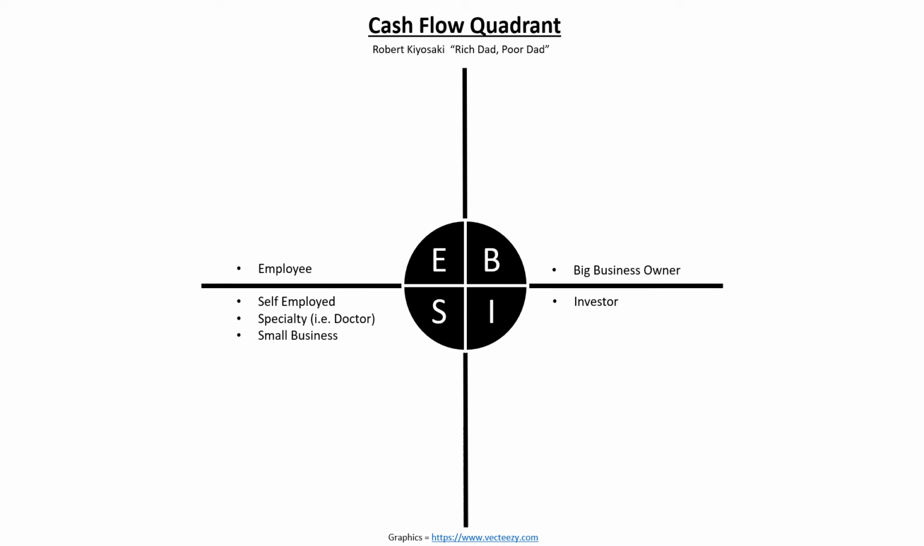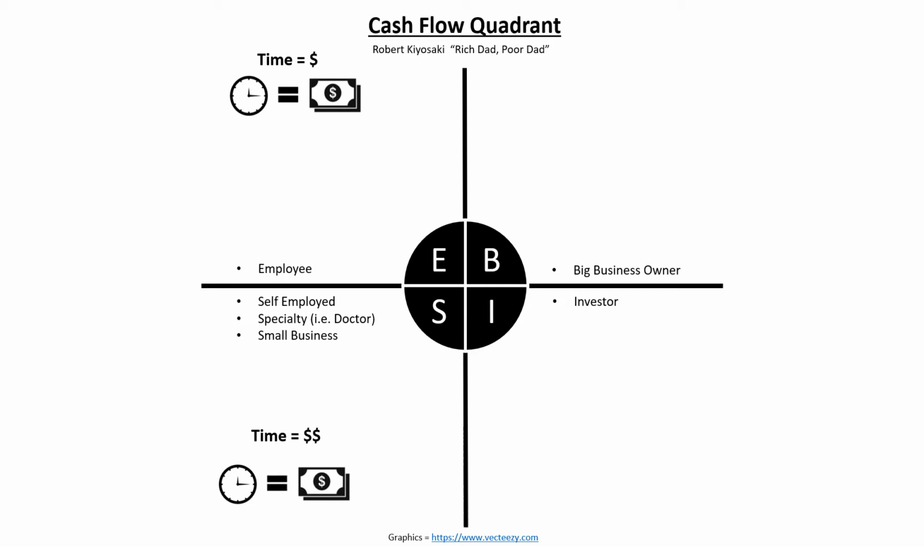A core illustration Robert Kiyosaki uses in his book is the cash flow quadrant. In the upper left, we see the E quadrant. The E quadrant is where most people are and where most begin. For example, if you were to work for the city, state, or government, you are an employee. You are trading time for money. The second quadrant we'll look at is the S quadrant found in the bottom left. This is someone who is self-employed, a specialist like a doctor, or someone who runs a small business. In any case, they too are trading time for money.